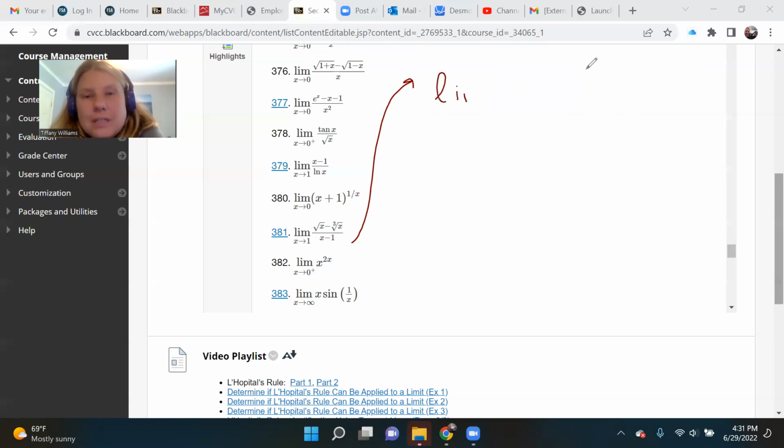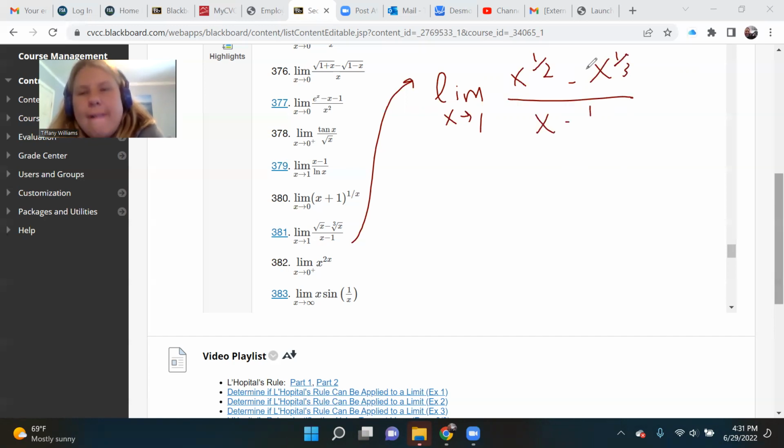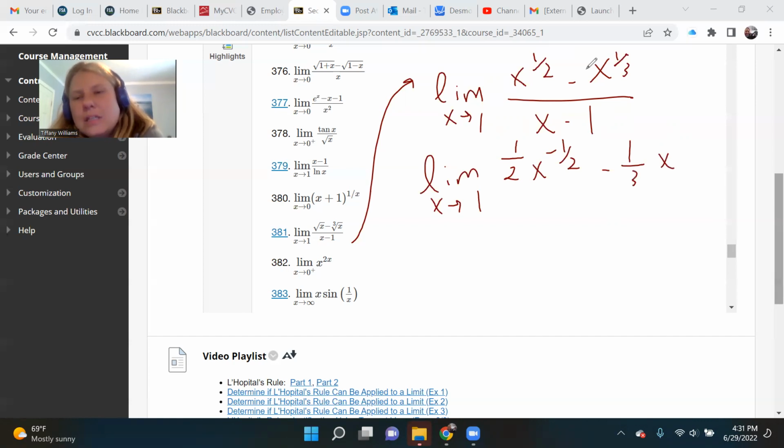So we've got the limit as x approaches 1. Let me rewrite this. This is x to the 1/2 minus x to the 1/3 over x minus 1. My hope is that I'm going to get one of these variables to go to a number. That's my hope. So if I take the derivative of x to the 1/2, I'm going to have 1/2 x to the negative 1/2 minus 1/3 x to the negative 2/3.